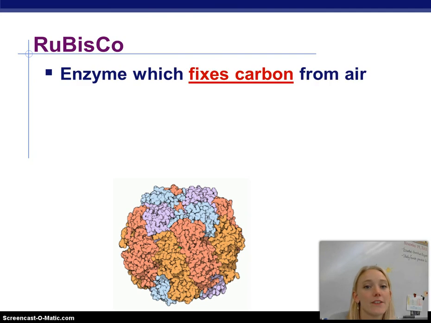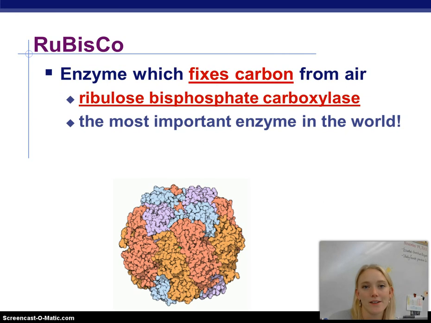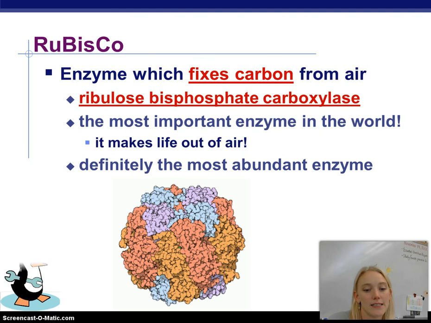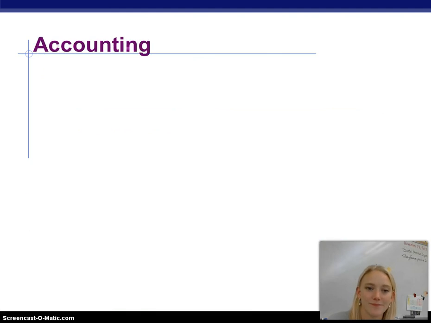Rubisco is the enzyme that fixes carbon from the air. It's probably the most important enzyme in the world because without it, we wouldn't have any sugar from photosynthesis. We wouldn't have life. So it's definitely the most abundant enzyme. And we got Kermit over here saying it's not easy being green.